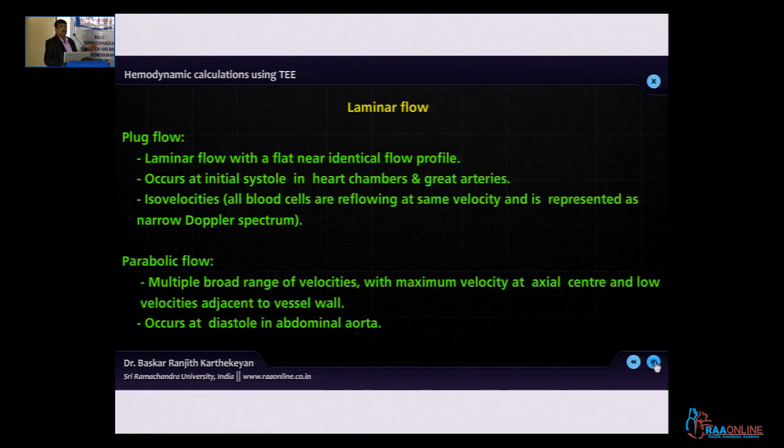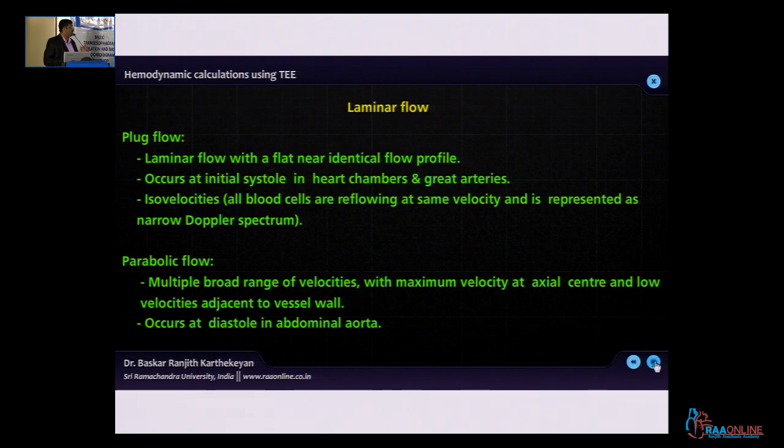When you talk about velocity, there are two types of flow. One is laminar flow, another is turbulent flow. In laminar, there are again two types: one is plug flow and another is parabolic flow. In plug flow, the flow will be identical in all areas. See, all blood flow will have the same velocity.